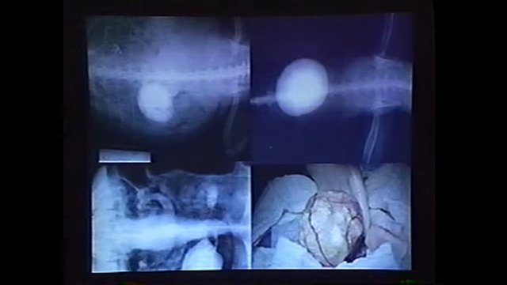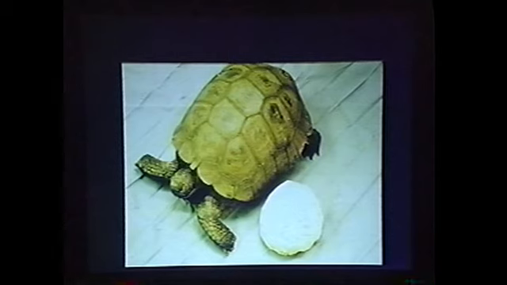These uroliths are readily detectable by radiographs as radiodense spherical concretions. At surgery, these uroliths are easily visualized through the thin wall of the urinary bladder in this tortoise. A urolith successfully removed from the urinary bladder of a tortoise, comparing the size of the tortoise to the size of the urolith. This was a very large urolith.